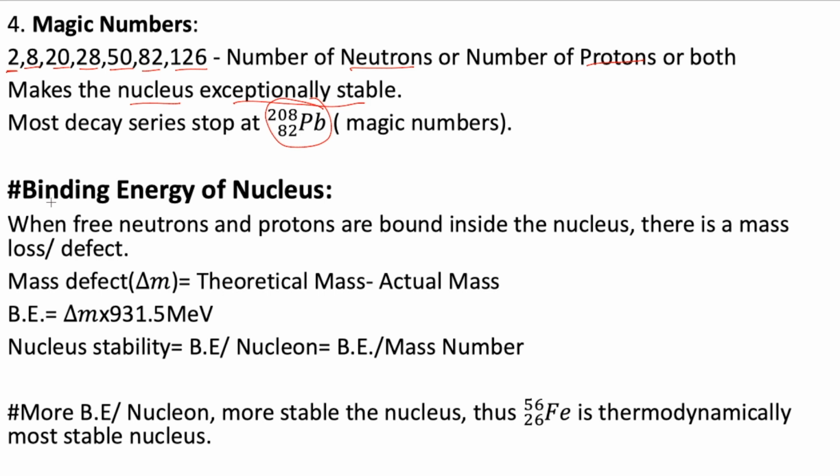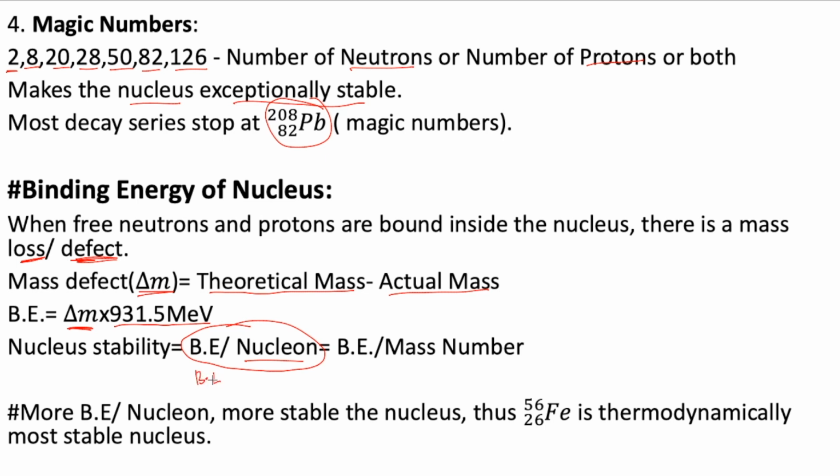The next topic which we have to study is the binding energy of the nucleus. When free neutrons and protons are bound inside the nucleus, there is a mass loss, or you can say there is a mass defect, which is given by delta m. Delta m is equal to the theoretical mass minus the actual mass of the compound, and binding energy is equal to that mass defect multiplied by 931.5 MeV. Nuclear stability is calculated by dividing this binding energy by the number of nucleons. So this value is called binding energy per nucleon.